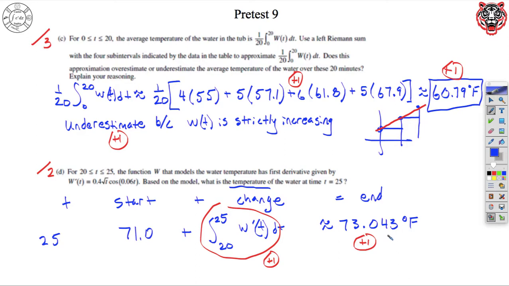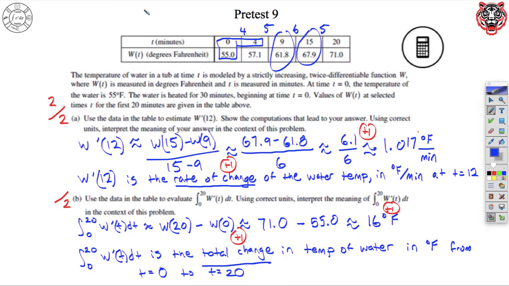I always am confused. Does the degree sign go before or after the F? It's always before. I've been writing it after the whole time.